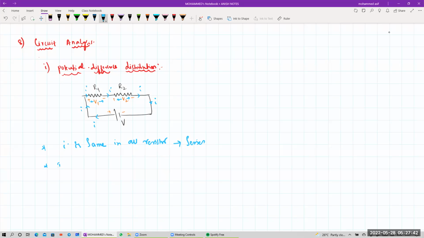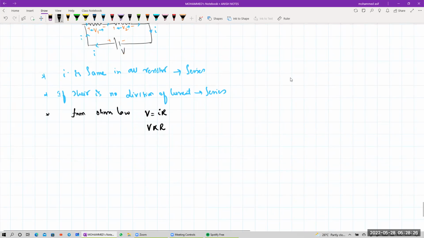So I can say that if there is no division of current, it is called the series combination. Now this potential is directly proportional to R from Ohm's law. From Ohm's law, we know the formula V is equal to I into R. So I can say that V is directly proportional to the resistance R.